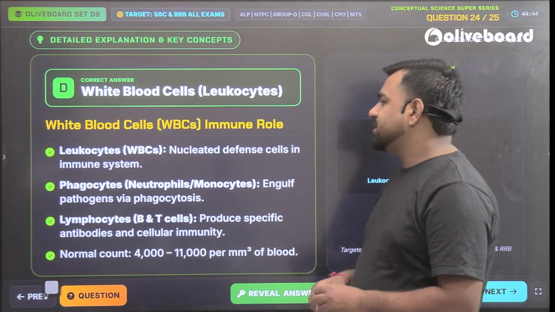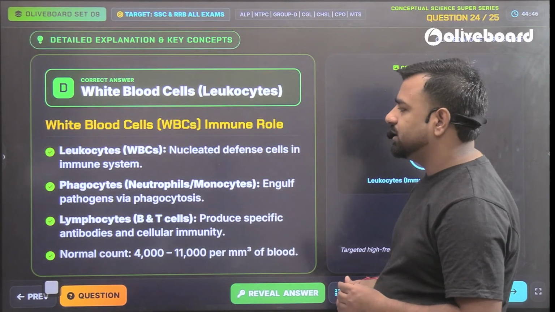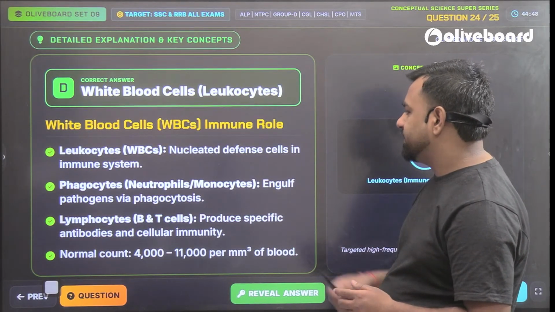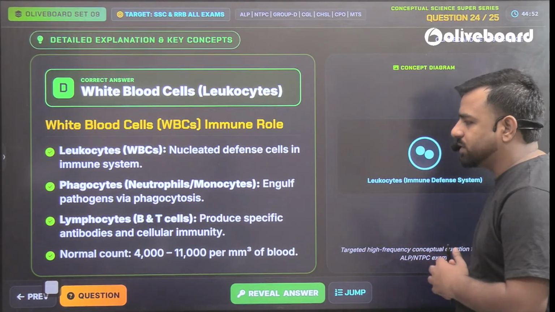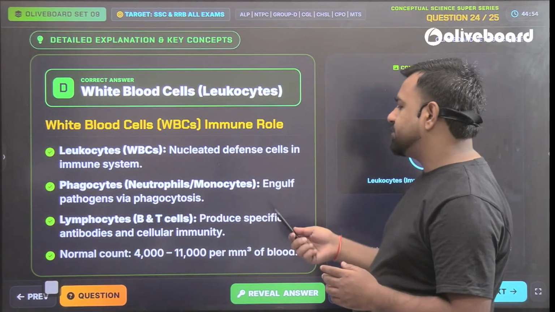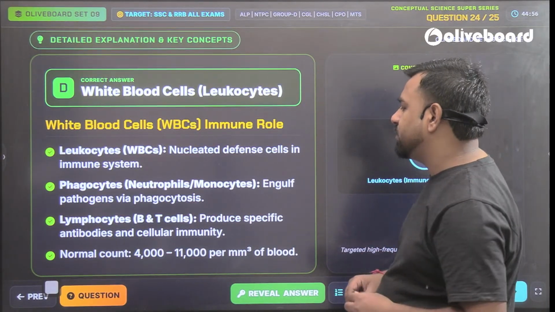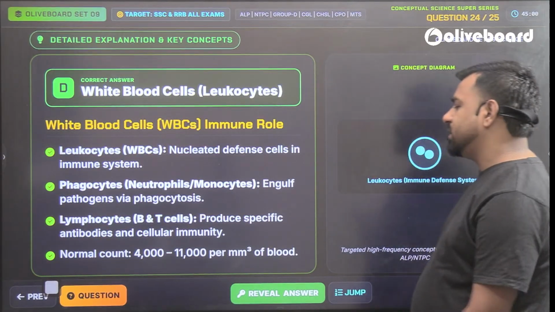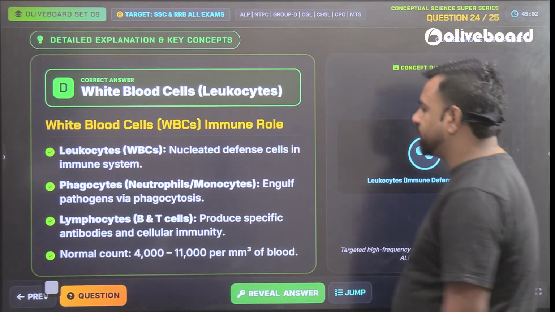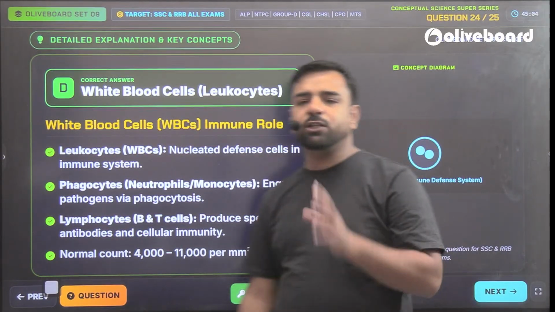Leukocytes are nucleated defense cells in the immune system. Phagocytes, that is monocytes or neutrophils, engulf pathogens via phagocytosis. Lymphocytes, that is B and T cells, produce specific antibodies and cell immunity, and the normal count is approx 4,000 to 11,000 per cubic millimeter of the blood. That's it. So these were the 24 questions.